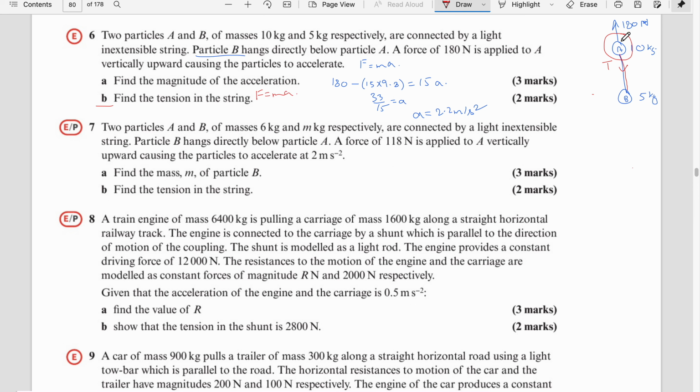So net force, upward force, when we use A as an isolated body, is 180 upwards, minus the tension in the string, which is downwards, and minus the weight of the object, which is mg, 10 into 9.8, equals 10 into acceleration, which is known, 2.2. So we simplify. 10 into 2.2 is 22. I'm bringing all the numbers to the left hand side. So 180 minus 98 minus 22 and T on the other side. So 180 minus 98 minus 22, and it is 60 newtons.